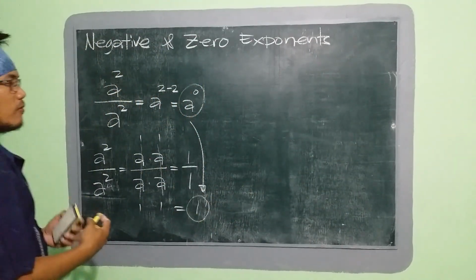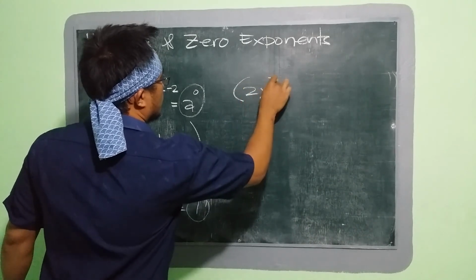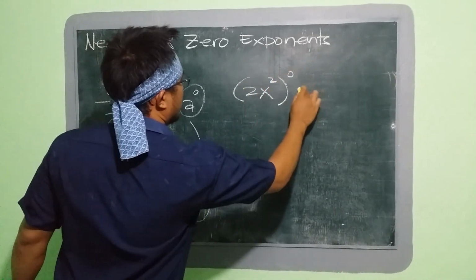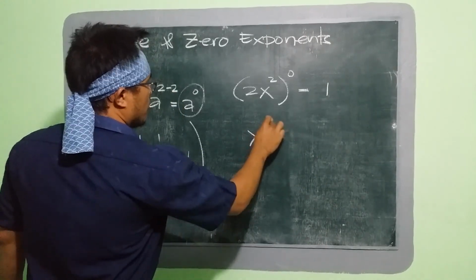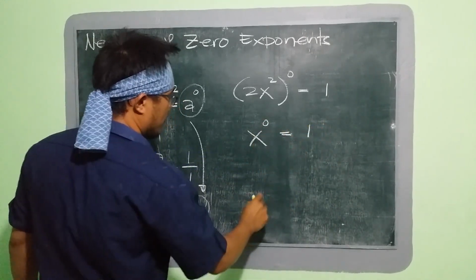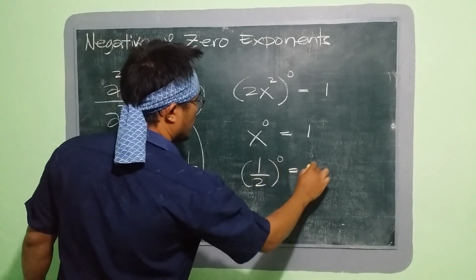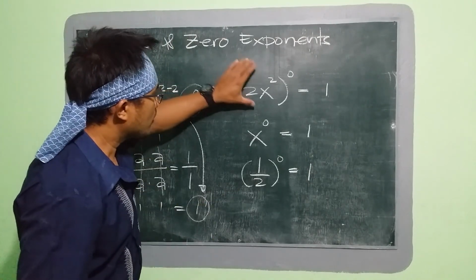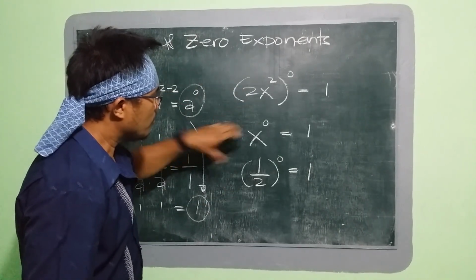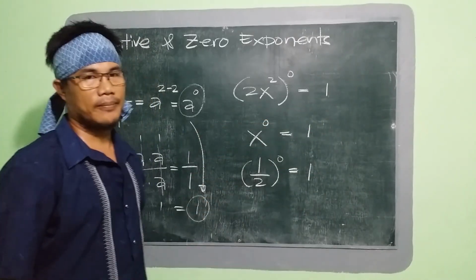any quantity or variable raised to the power of 0 is equal to 1. Say for example, if we have 2x squared raised to the power of 0, still that is equivalent to 1. x to the power of 0 is also 1. 1/2 raised to the power of 0 is still equal to 1. Basically, any quantity or variable or number raised to the power of 0 is equal to 1.